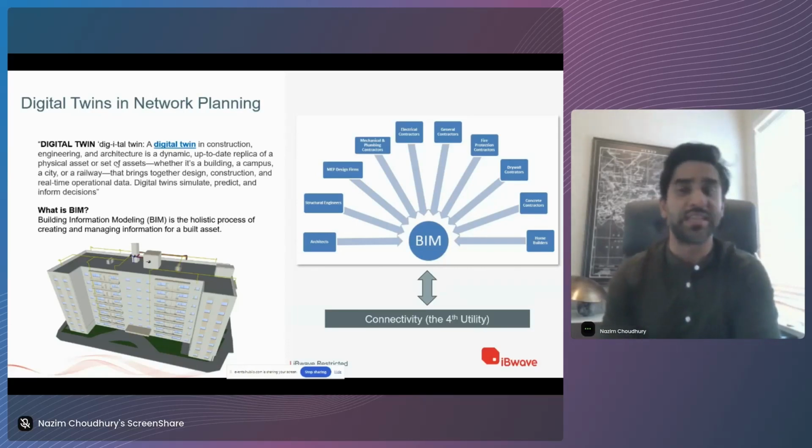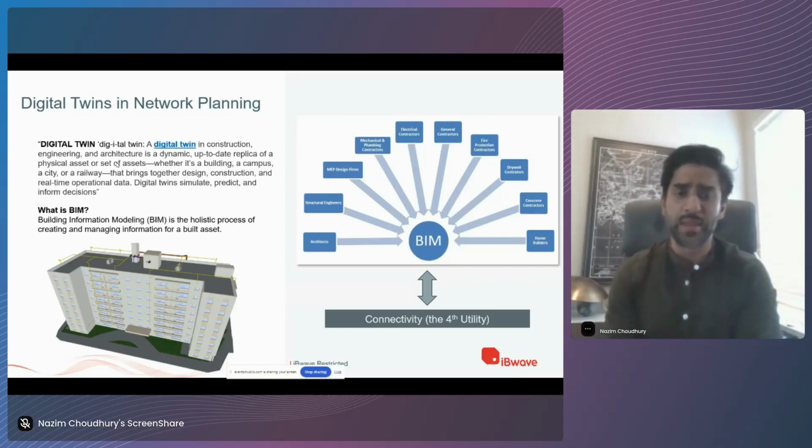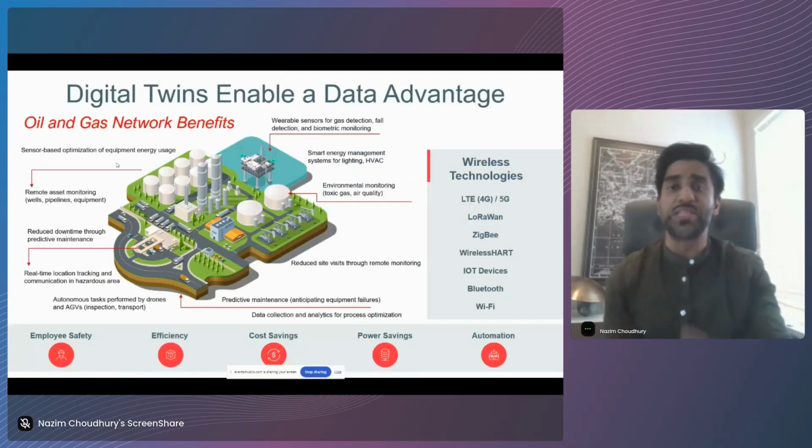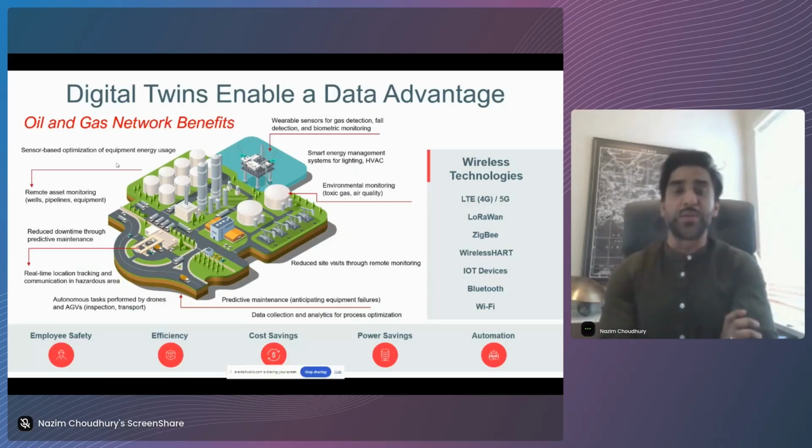And this is what we're suggesting in this presentation, but also suggesting the implications it can have when it is treated in this entire ecosystem, and especially how this could touch in the oil and gas industry. So my next slide is really talking about how digital twins could enable a data advantage. So when we look at private networks and we look at having a wireless network, the advantages are clear.